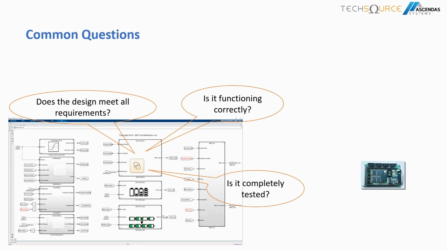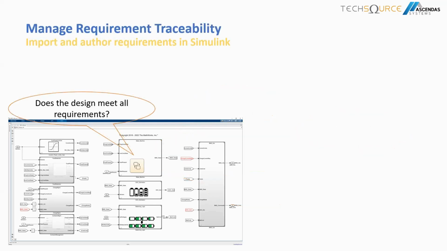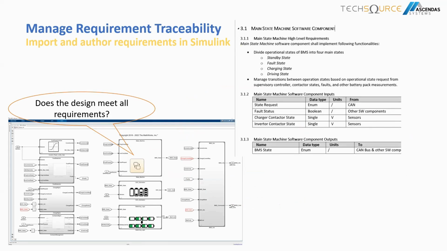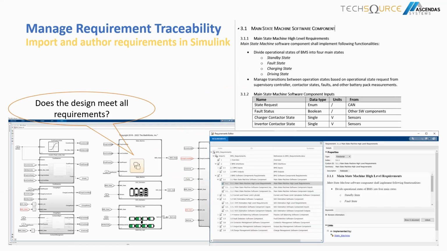How do I test it completely? Is there a bug in the hardware, or is it the software? These are just some questions that come up during the development of our systems. In this case, we are able to help you link up your requirements to your models. This is an example of managing requirements in your models using the Requirements Editor or Requirements Toolbox.